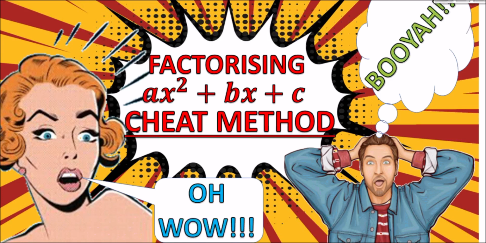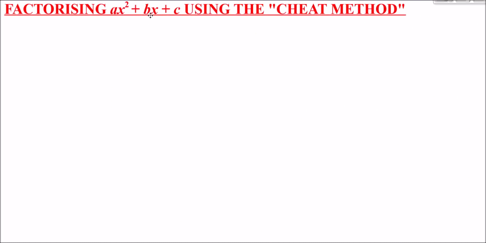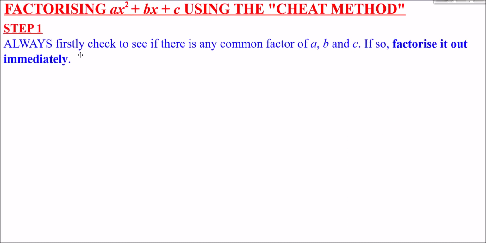So, factorising ax squared plus bx plus c using this method. There's 5 steps to it. The first step, always firstly check to see if there's any common factor of a, b and c, the numbers in front of the x squared, the x, and the number on its own. If so, that needs to be factorised out straight away.